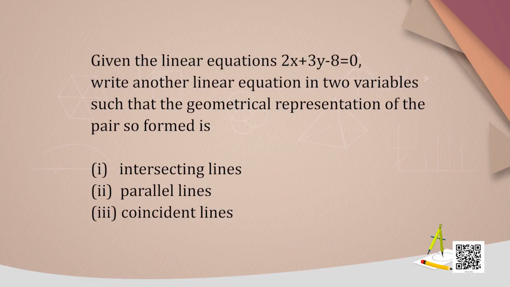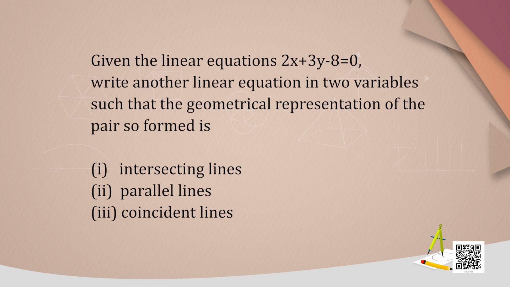So students, let us look into question number 6 now, which says, given the linear equation 2x plus 3y minus 8 is equal to 0, write another linear equation in two variables such that the geometrical representation of the pair so formed is intersecting lines, parallel lines or coincident lines.